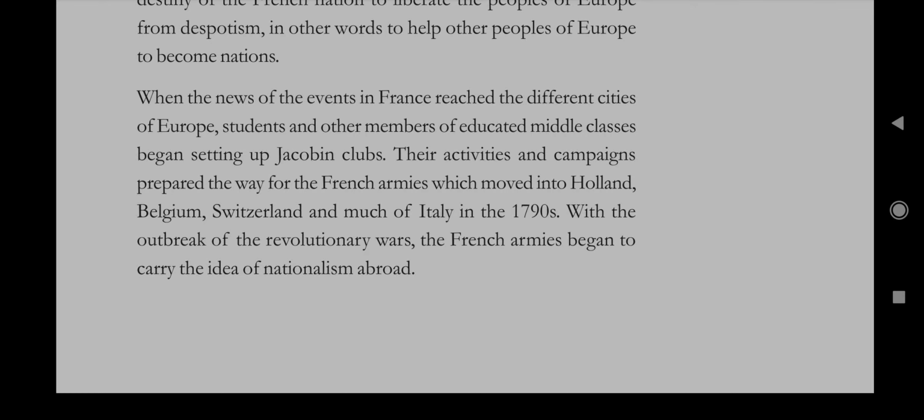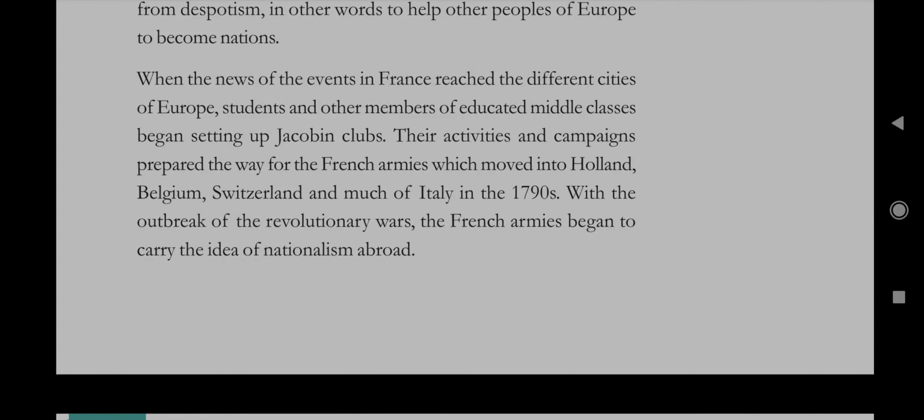Their activities and campaigns prepared the way for the French armies, which moved into Holland, Belgium, Switzerland, and much of Italy in the 1790s. With the outbreak of the Revolutionary War, the French armies began to carry the idea of nationalism abroad. Now, by setting up Jacobin clubs and campaigning regarding the revolution, French armies were able to move into Holland, Belgium, and many parts of Italy, and they led to the revolution.